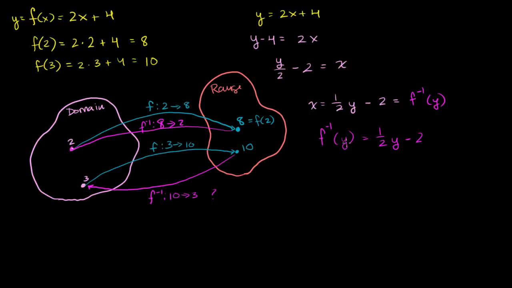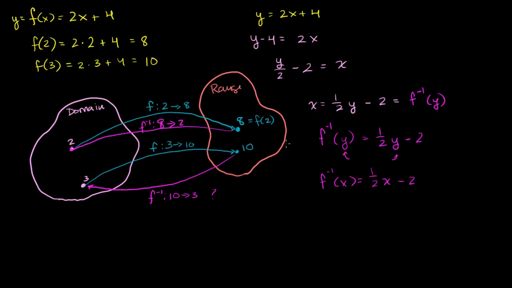And then you can replace the y with an x, whatever you want to do. So then we can just rename the y as x. So if you put an x into this function, you would get f inverse of x is equal to 1/2 x minus 2. So all you do, you solve for x, and then you swap the y and the x if you want to view it that way. That's the easiest way to think about it.